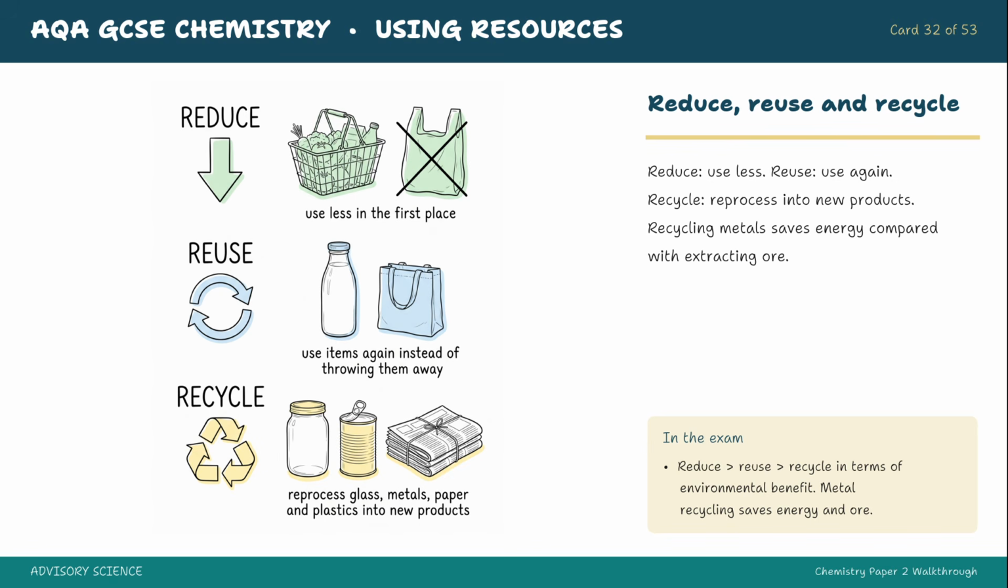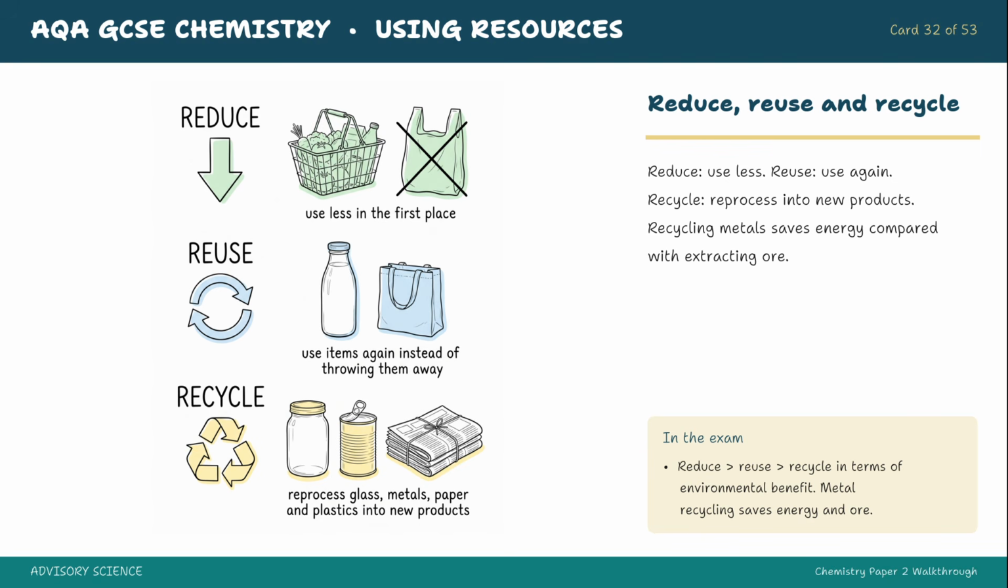Reduce, reuse, recycle. The simplest way to make resources last longer and reduce environmental damage is to use less of them in the first place. The 3 R's put this in order. Reducing means using smaller quantities of raw materials and energy. Reusing means using an item again for the same or a new purpose, like refilling a glass bottle.